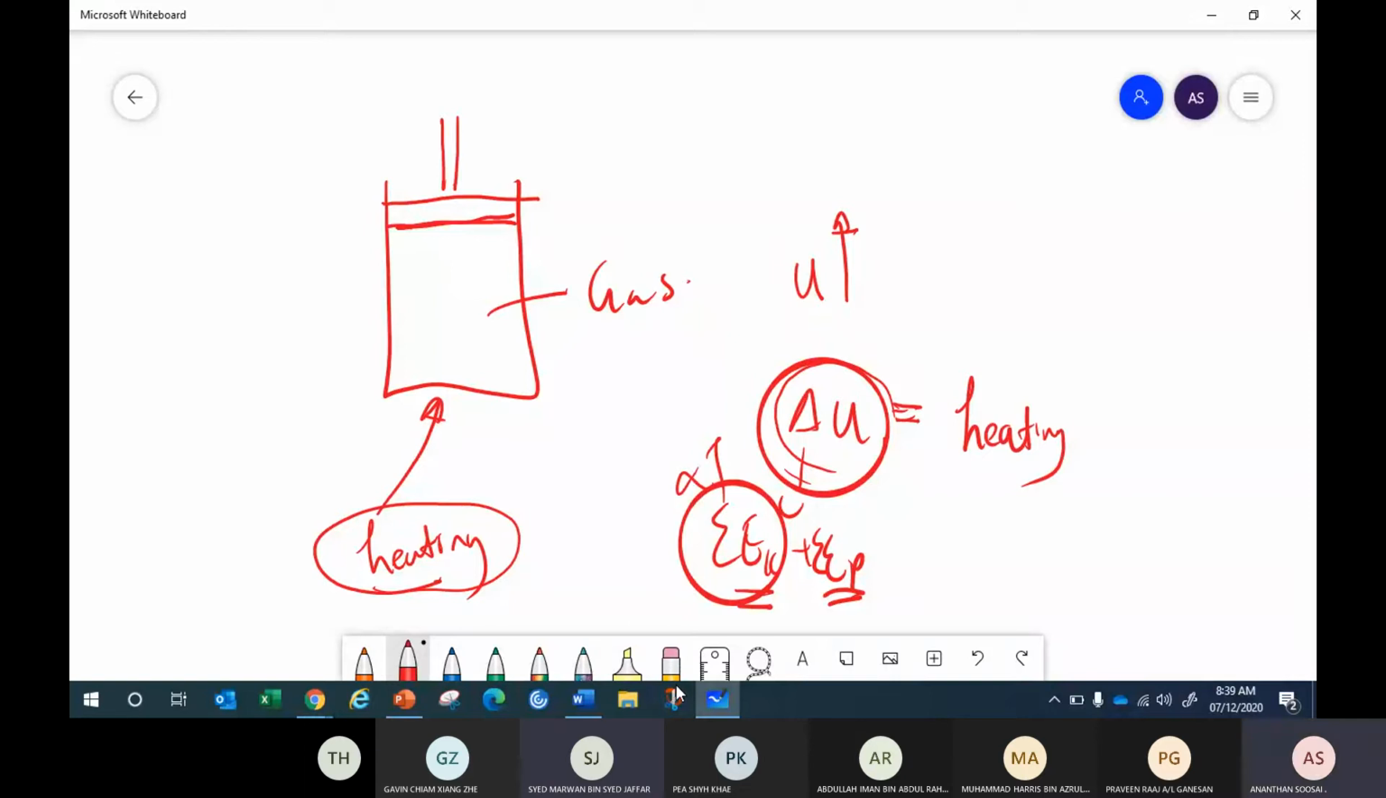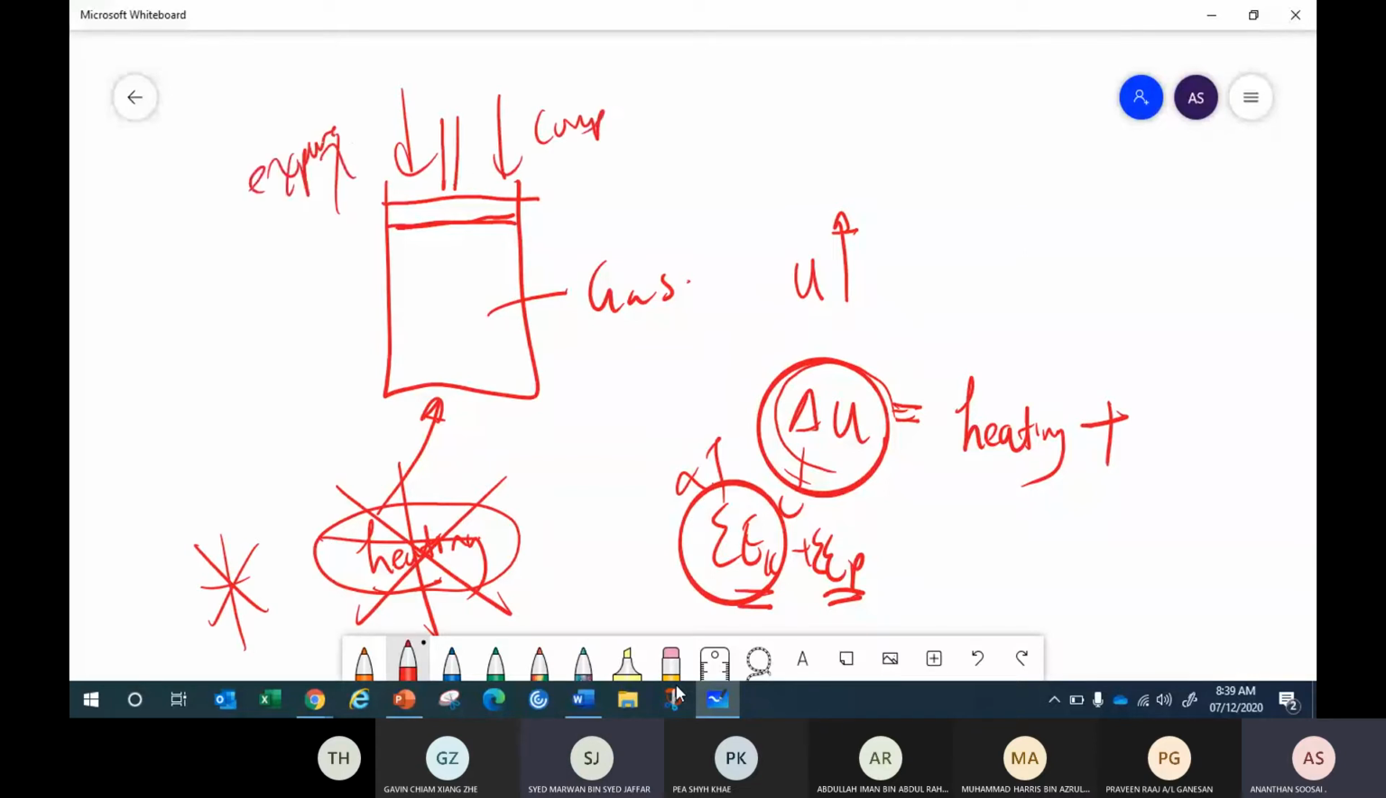Okay, by heating the substance, by supplying energy to the substance, plus another way. If you don't want to heat, let's say you never heat, what is another way you can make the gas hotter? By compressing it or by expanding it. By compressing or by expanding, the gas becomes hotter. Is it compressing or expanding?